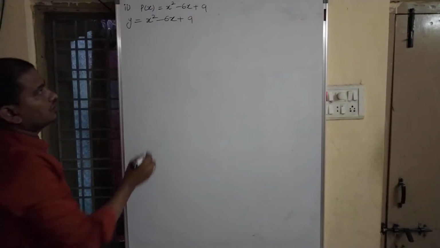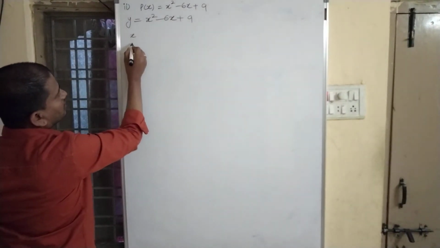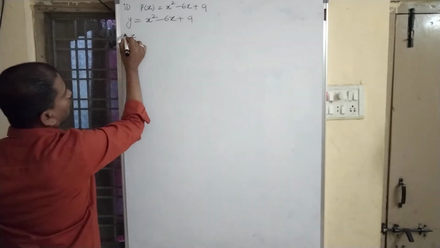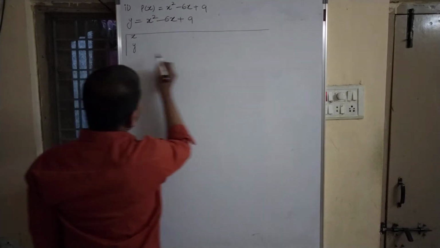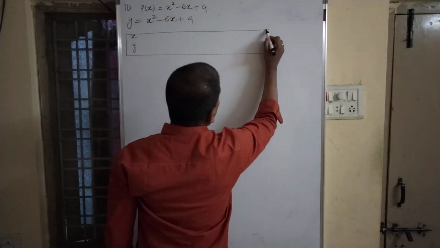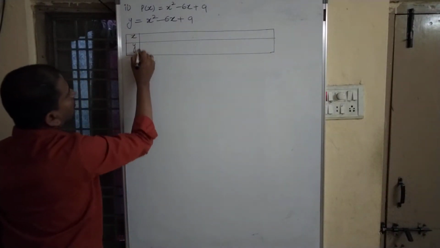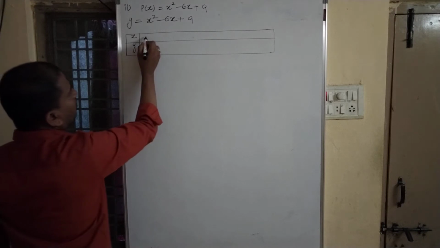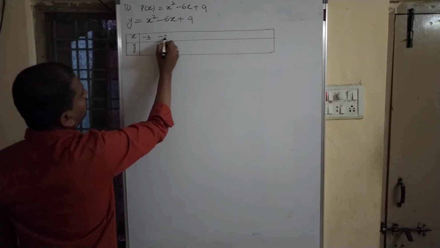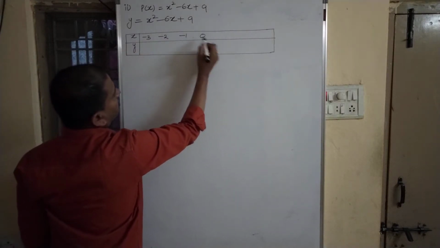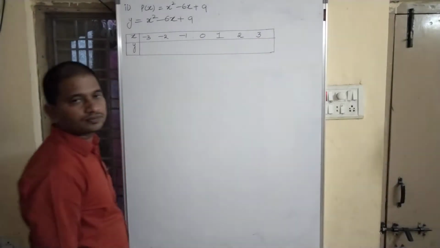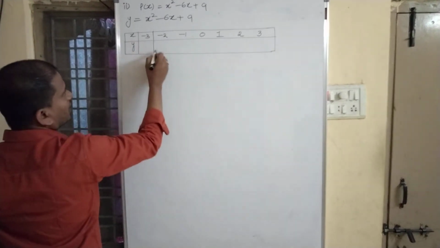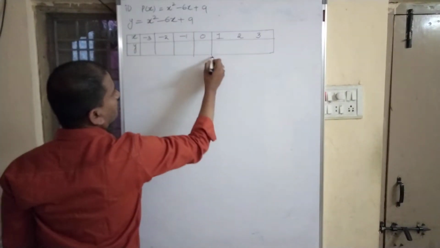So what to do? Now take x values and find out the y coordinates. We have to find out x coordinates and y coordinates. Consider the x coordinates minus 3, minus 2, minus 1, 0, 1, 2 and 3. Now let us find out the values of y.